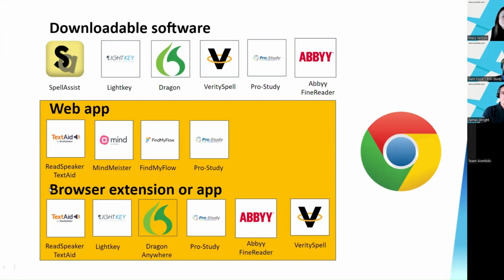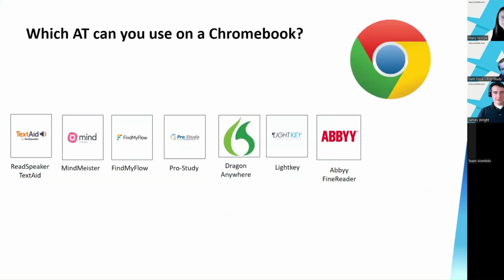So the web apps and the browser extensions, or the apps, are the things that you can use on a Chromebook. You can't, like I've said a few times, download software onto it. Right, so I've already shown you the TextAid web app, so I just use my shortcut on my bookmarks to get into TextAid. I can also use the Chrome extension to have text read to me.